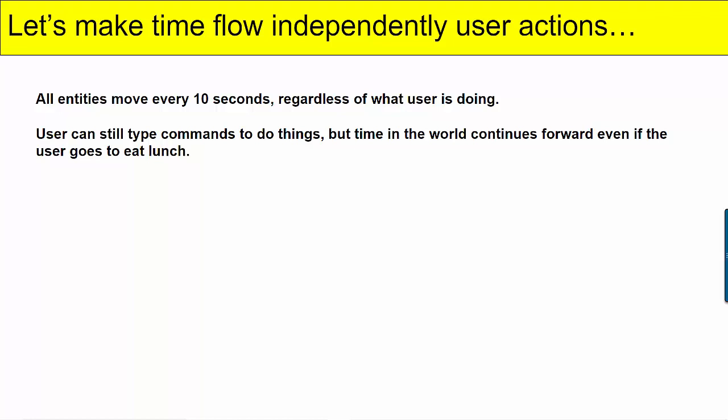Okay, I like this one. So we're going to make time flow independently of the user actions. Up to this point, our game has been turn-based. So you have to wait for the user to type something, and then, if they typed look, then all the creatures have a chance to move, and then you wait again. And if the user goes to another room, then the creatures will move again.